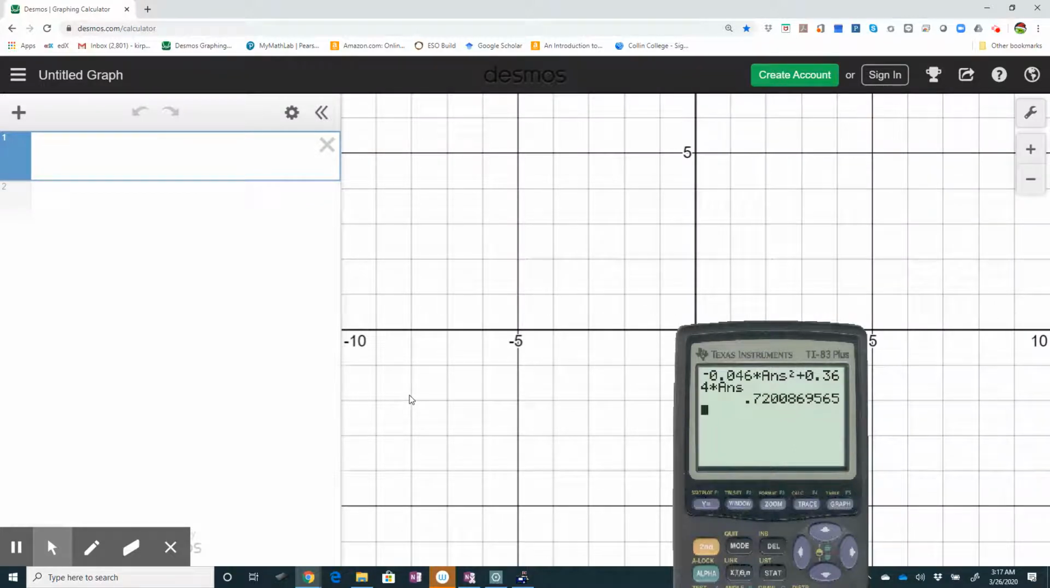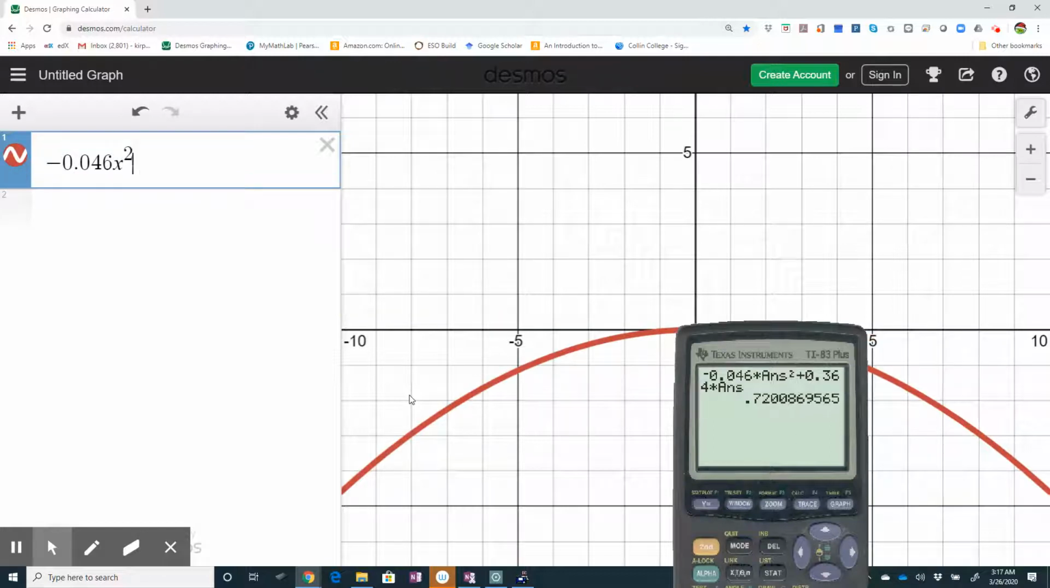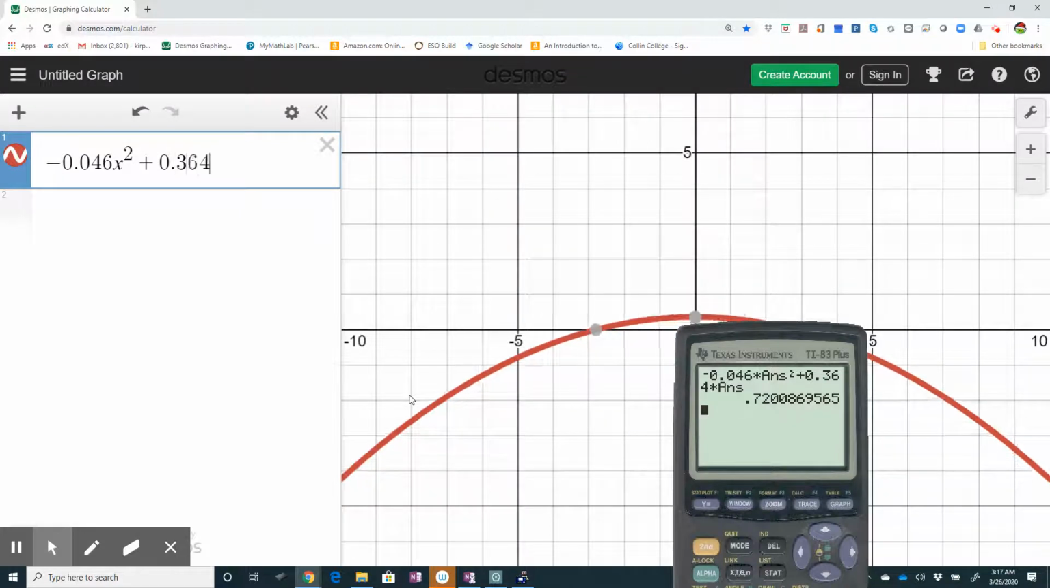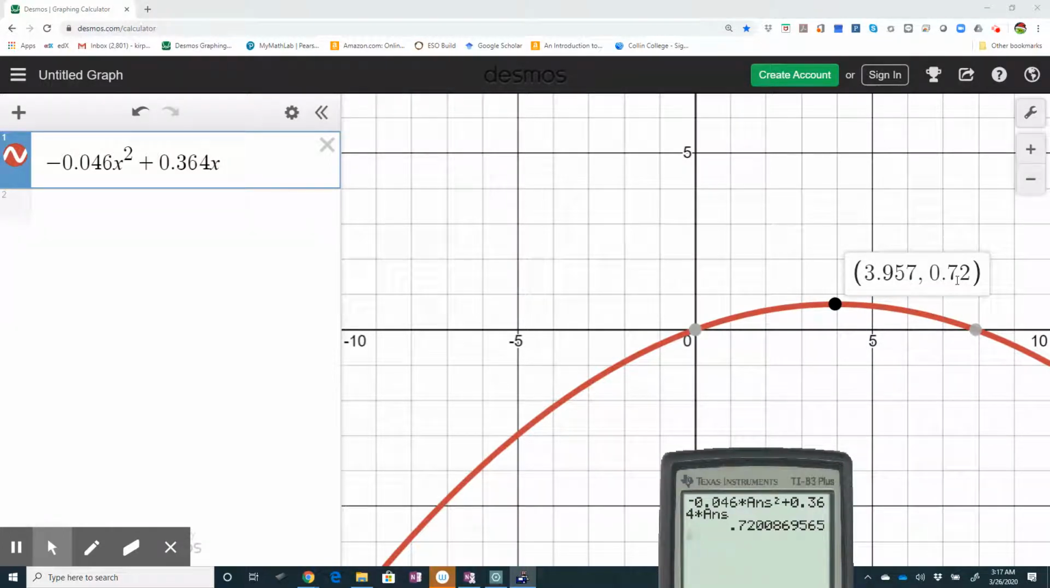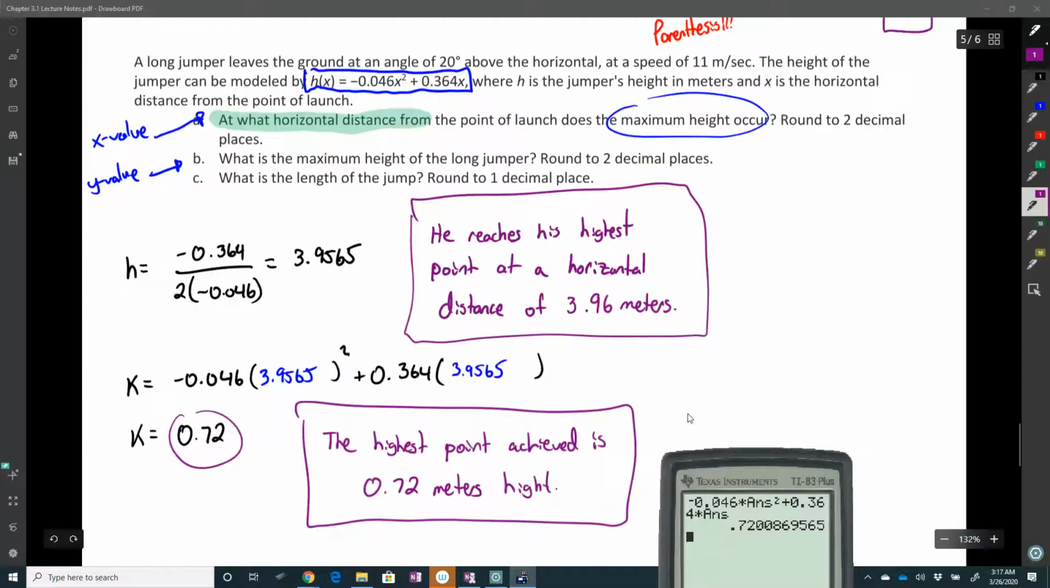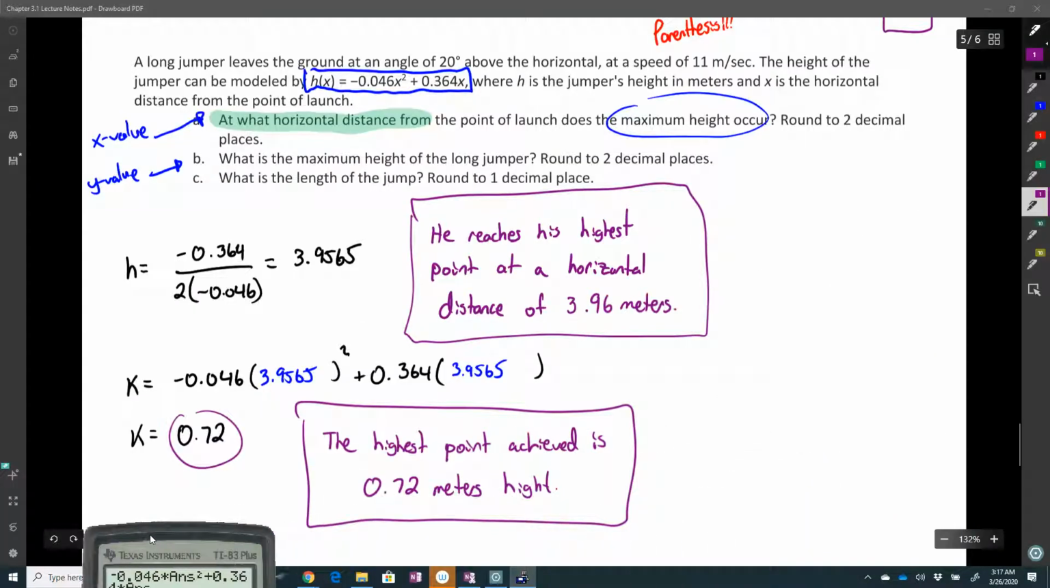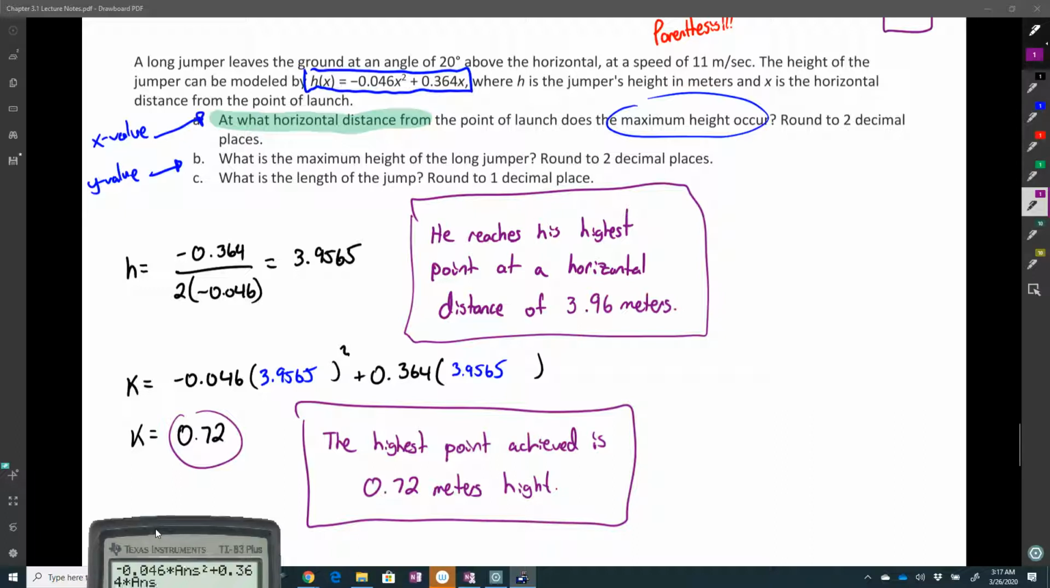So the equation is negative 0.046 x squared plus 0.364 x. Okay, so 0.72. I don't know, that seemed a little low. All right, so the highest point achieved is 0.72 meters high.